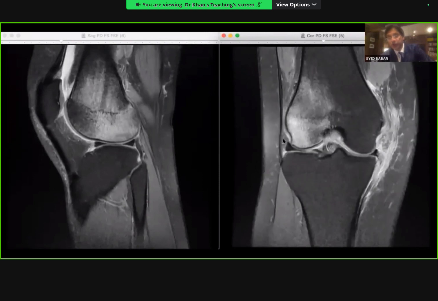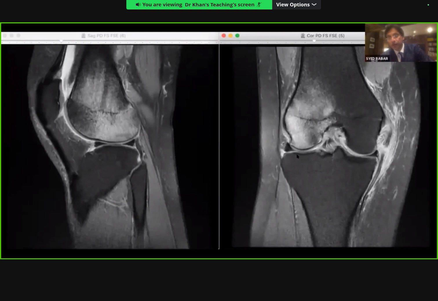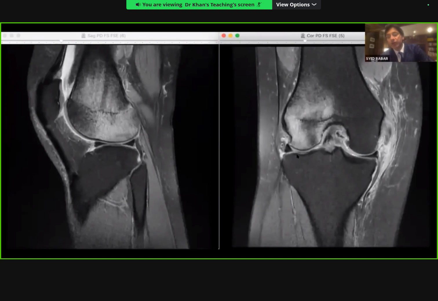And as we head back, we start seeing a nice triangle. Is it still a triangle? Not really, because there is a little bit of blunting here. Remember, you may not see this bit of the tear on the sagittal because it's on the other side. It's exactly here. It should be a nice triangle, but there is a little blunting here. So I would say that this is there.